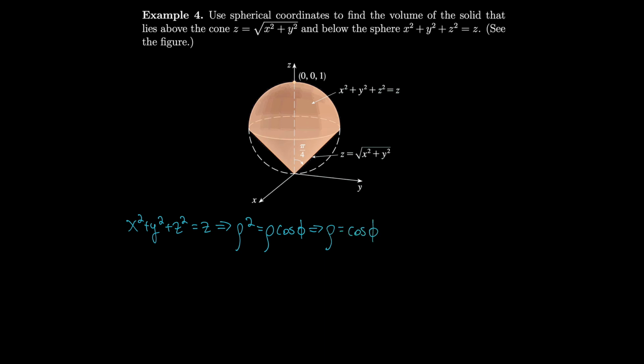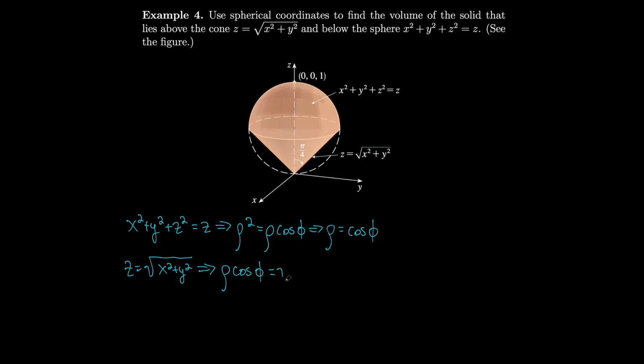So that's the equation of our sphere in spherical coordinates. Okay, how about our cone? So our cone is z equals square root of x squared plus y squared. So in spherical coordinates, z is rho cosine phi. And then the square root of x squared plus y squared is a mess.